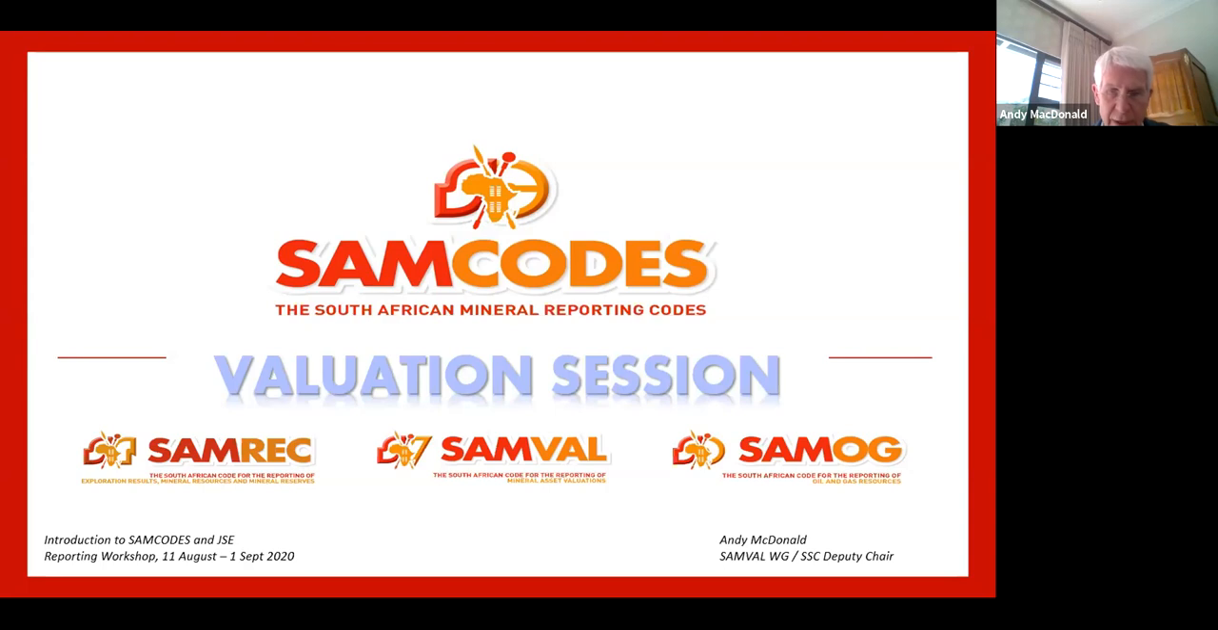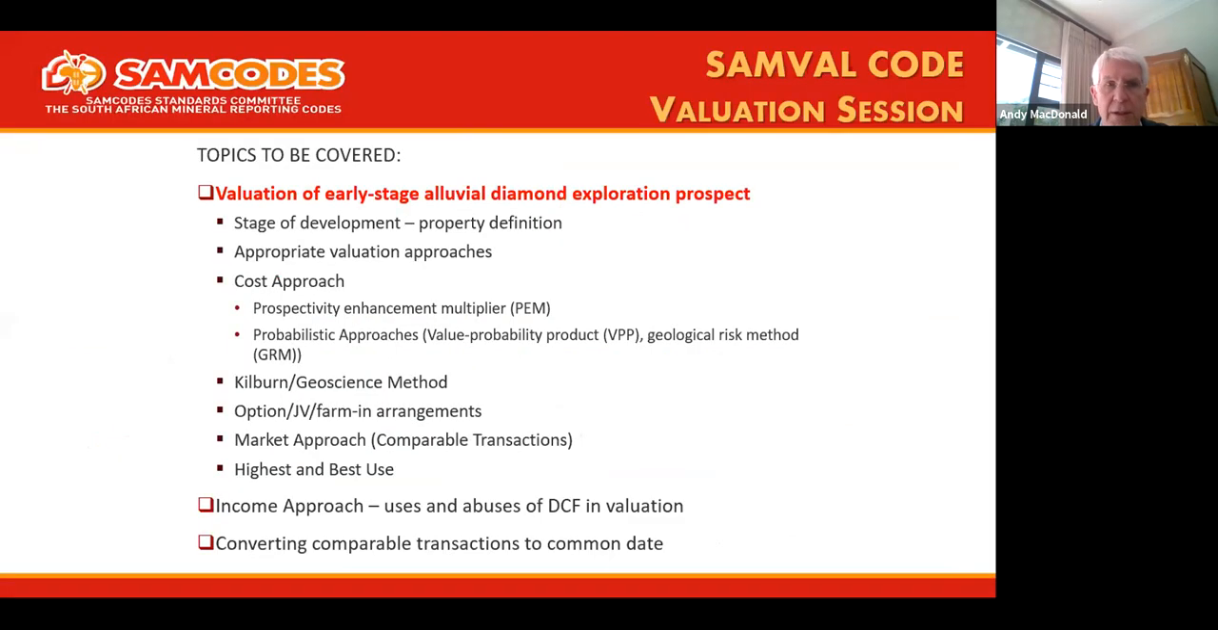So let's get straight into this. You would have seen earlier, Vaughan was showing a whole range of different valuation methods. So I'm going to be going through the cost approach, the market approach, and the income approach. The first two in some fair detail, then the income approach, then some of what I call the uses and abuses of DCF and valuation.